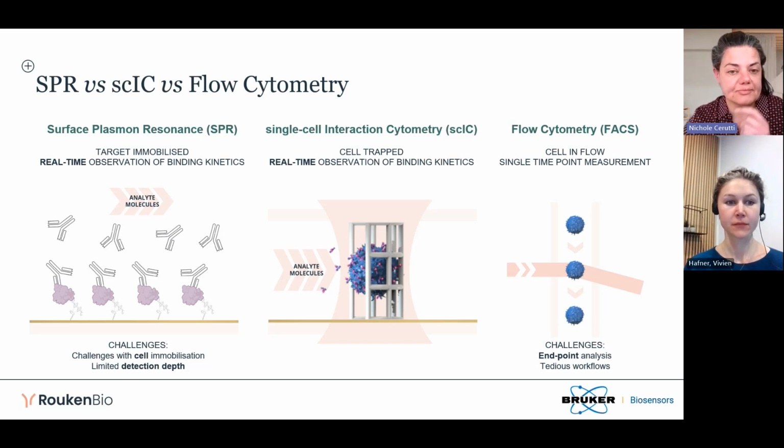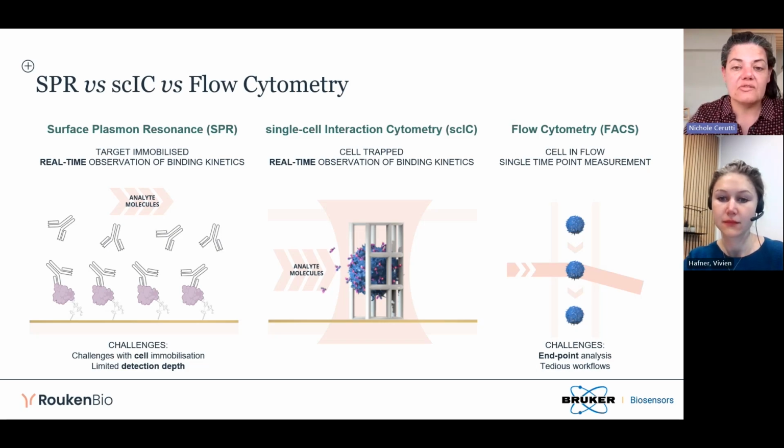Flow cytometry, again, is a very good way to measure KDs. However, that's all it is, you're able to measure KDs. You're not able to decipher the rates involved in that. So it's an endpoint analysis telling you how strong the binding is, but you're not sure why the binding is measured at that particular level. There can also be very tedious workflows involved with flow cytometry.